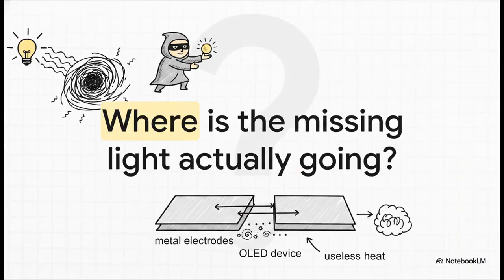So this brings us to the central detective question of this explainer. Where exactly is that missing light going? Think of it basically as an invisible optical heist. We're generating these precious photons, right? But something deep inside the device is siphoning off that energy, turning it into useless heat way before it can ever escape the screen. To solve this, we've got to look really closely at the fundamental physics happening right at the boundary of the metal electrodes.